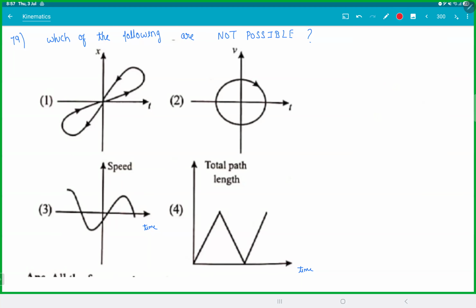Look at the first one. XT graph. What is the problem with this? At the same time, you're in two different positions, isn't it? Time can't be negative also. That is anyway there. This is also not possible. So if you see, at the same time, you're at two different positions. Unless you are a god or an alien creature where you can split into two parts, you can't do this. So at the same time, the particle is at two positions.